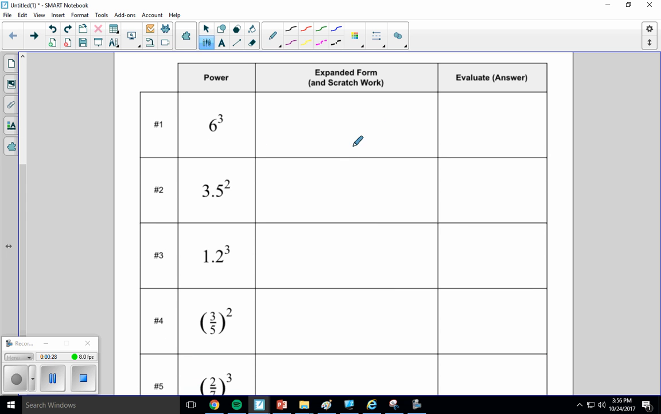Number 1, 6 to the third power is also called 6 cubed. In expanded form, 6 cubed is 6 times 6 times 6. Now let's do some work to get the final answer. 6 times 6 is 36, and then we still need to do 36 times 6. Let's go off to the side and do some scratch work.